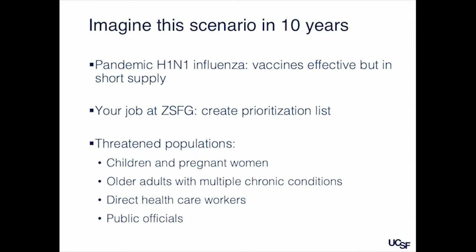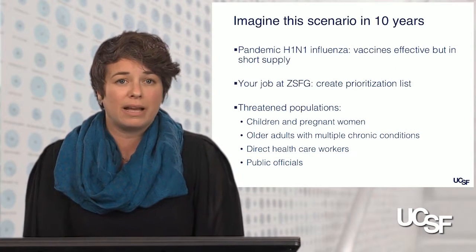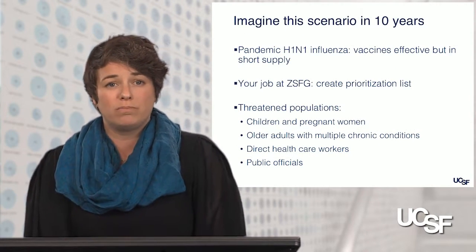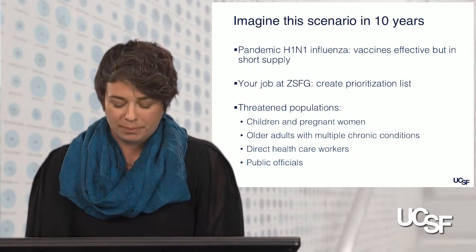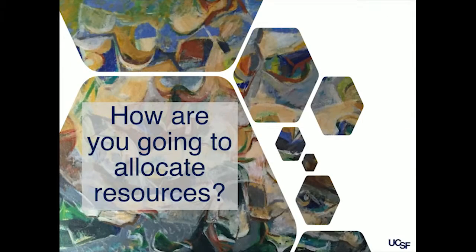As you can imagine, the threatened populations are the usual people who are vulnerable: children, pregnant women, older adults with multiple chronic conditions, but also the people who are providing them with health care and public officials who have roles like making sure the trash doesn't pile up or keeping us from starting a nuclear war. What are you going to do? How are you going to decide who gets what vaccines first?